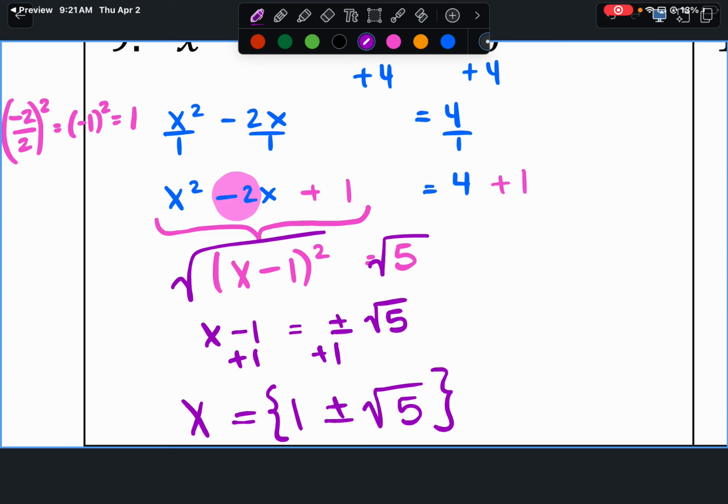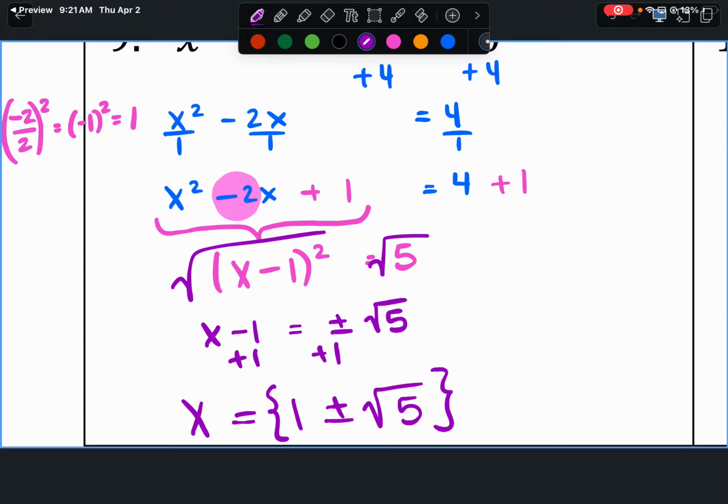Now it is time to complete the square. So what do I do to complete the square? What is negative 2 divided by 2? And what is negative 2 squared? Positive 4. So we add 4 on both sides.